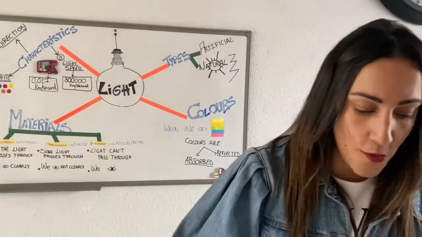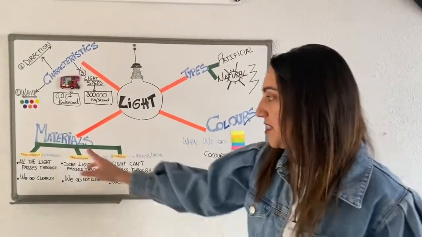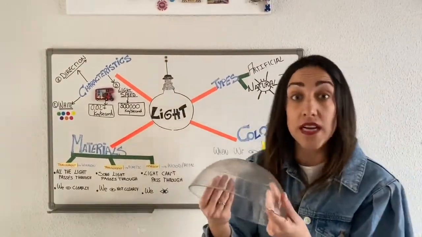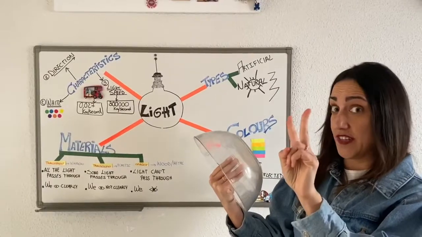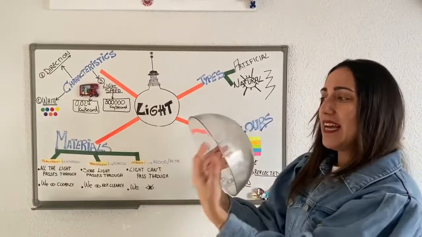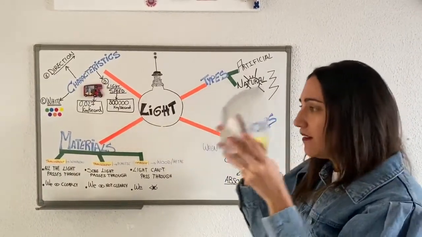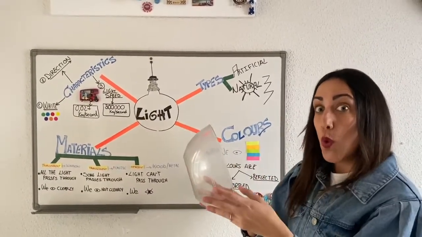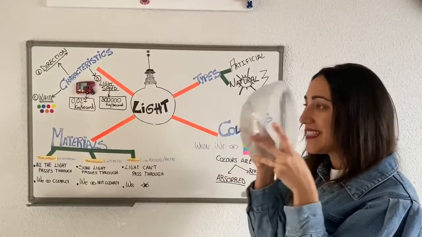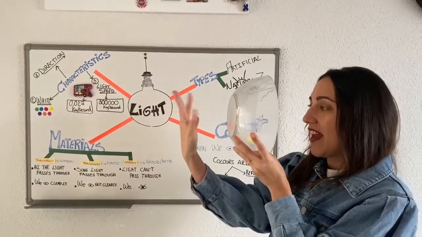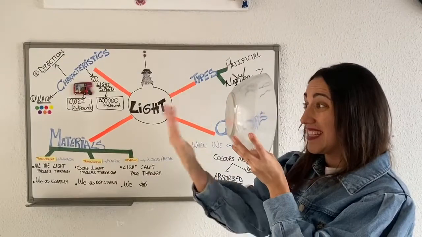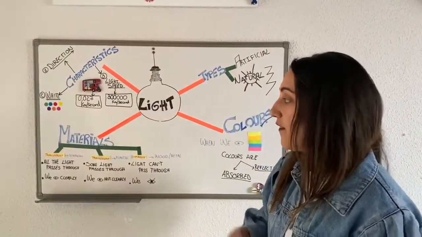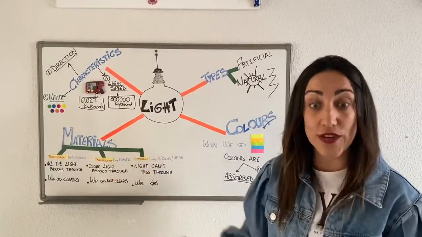Okay, so the first material is transparent. This is transparent. Why? Because of two characteristics. The first one, all the light can pass through. So as you can see, all the light passes through. Then we can see clearly through it. I can see that I have a hand here and that I'm moving my fingers because I can see everything behind the object.